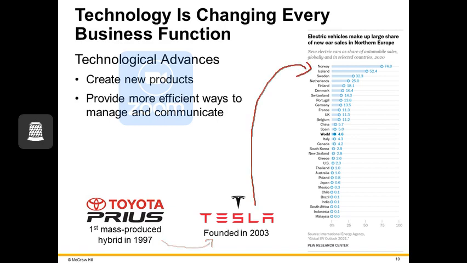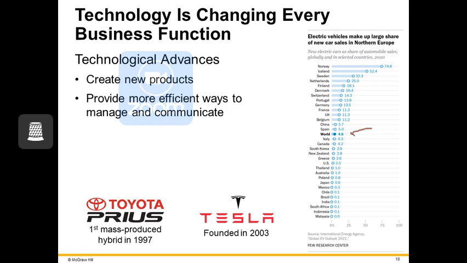cars are making in the new car market, we can see that in countries like Norway and Iceland, it's pretty significant. In Norway, it's almost 75%. In Iceland, it's over 50. For the world, we're just shy of 5%. Now, we're seeing these numbers grow faster in some countries than in others.